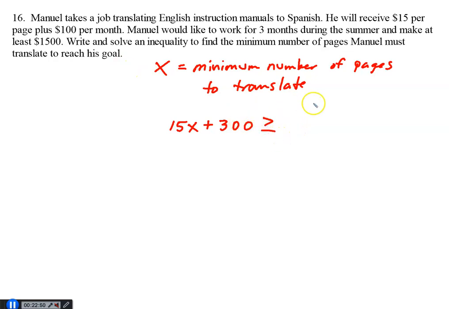So the way we show at least is greater than or equal to. Now he could make more. The more pages he types, the more he's going to make, but this is the bare minimum. He has to make at least $1,500. So we solve this and we'll have our answer to this question. So we just solve for x, subtract 300 from both sides. So 1,500 minus 300 is 1,200. And now we divide by 15. And we get 80.